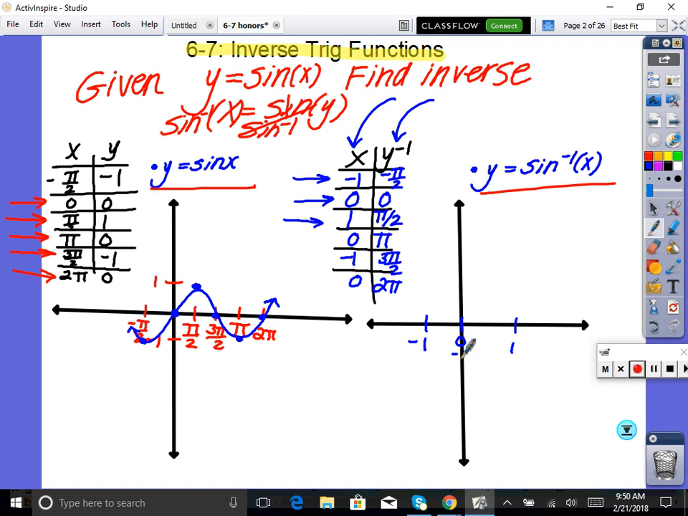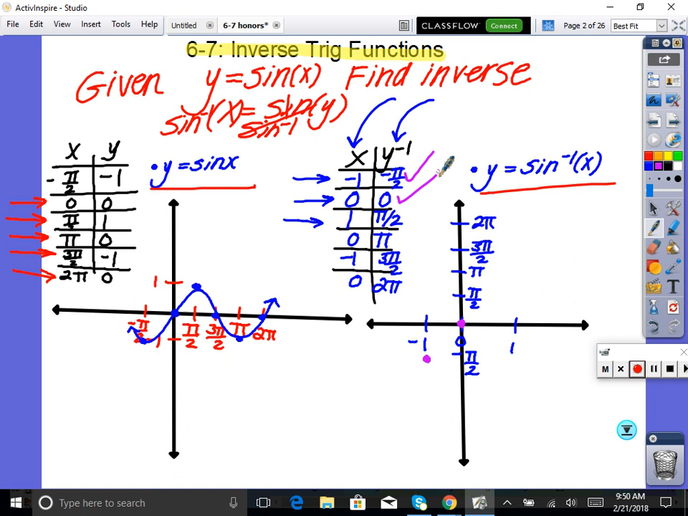So down here would be negative pi halves, 0, pi halves. I'm trying to draw this a little bit to scale. Pi, 3 pi halves, and then 2 pi. So let's start graphing these points. So plotting the points, negative 1, negative pi halves, down and down, over 0, 0.